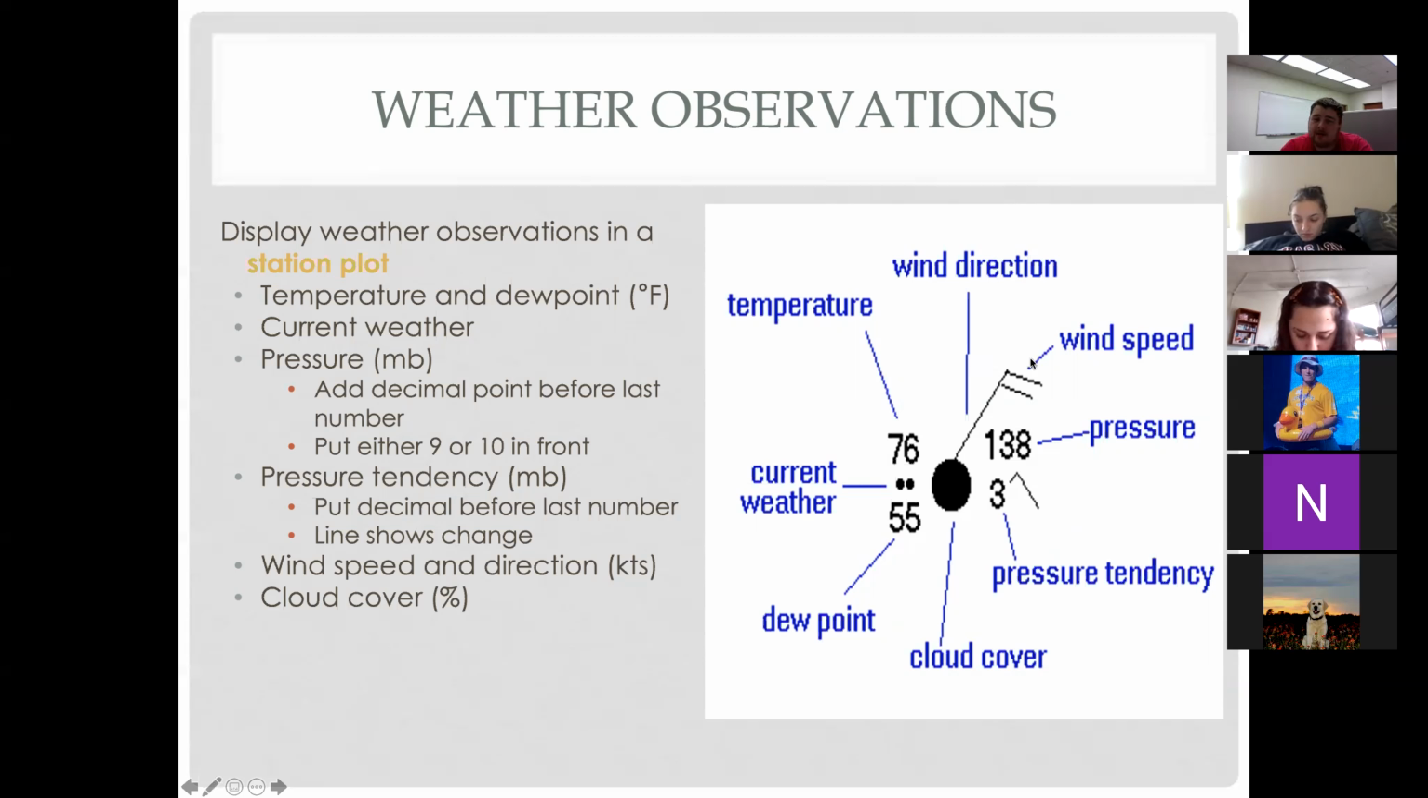And then we have our wind speed. We just looked at that a couple weeks ago. The direction that it's pointing, that's the direction that the wind is coming from. So we have a wind that's blowing from the northeast at about 20 knots. And then our pressure tendency. So whenever it's like this, that means pressure is falling. And then the circle, that represents cloud cover, how many clouds are in the sky.